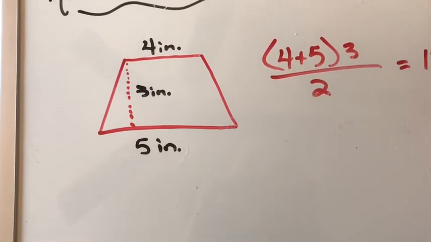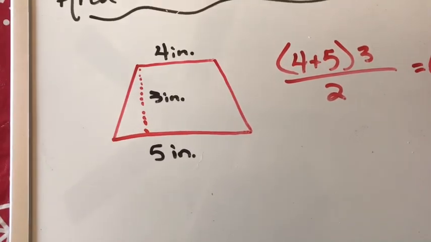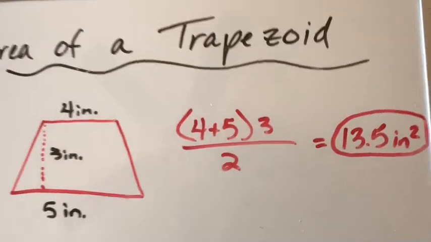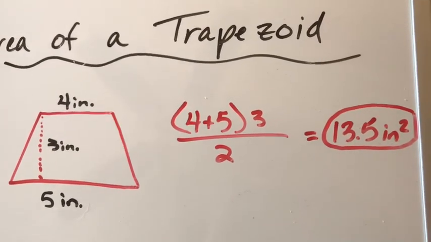And so that would be 13.5 inches squared. And that is the area of my trapezoid piece of bread.